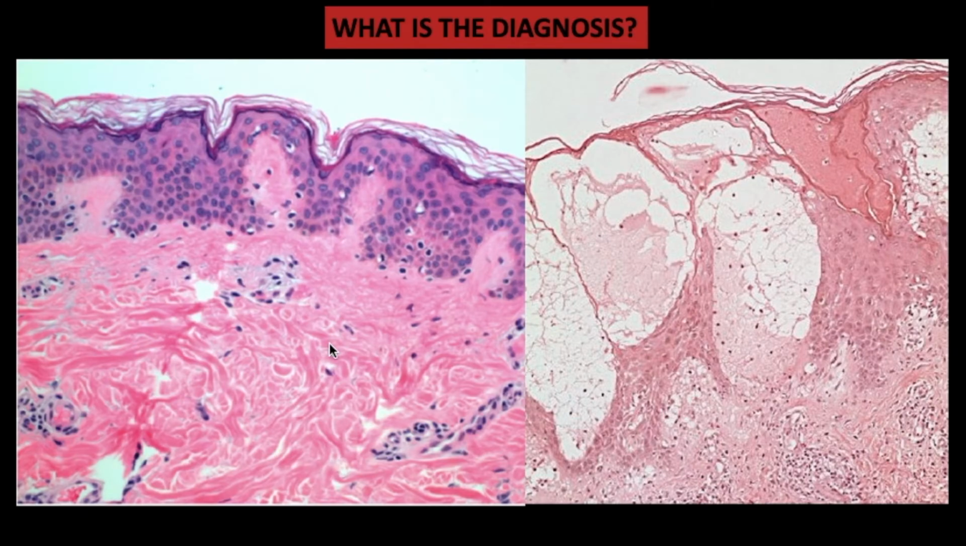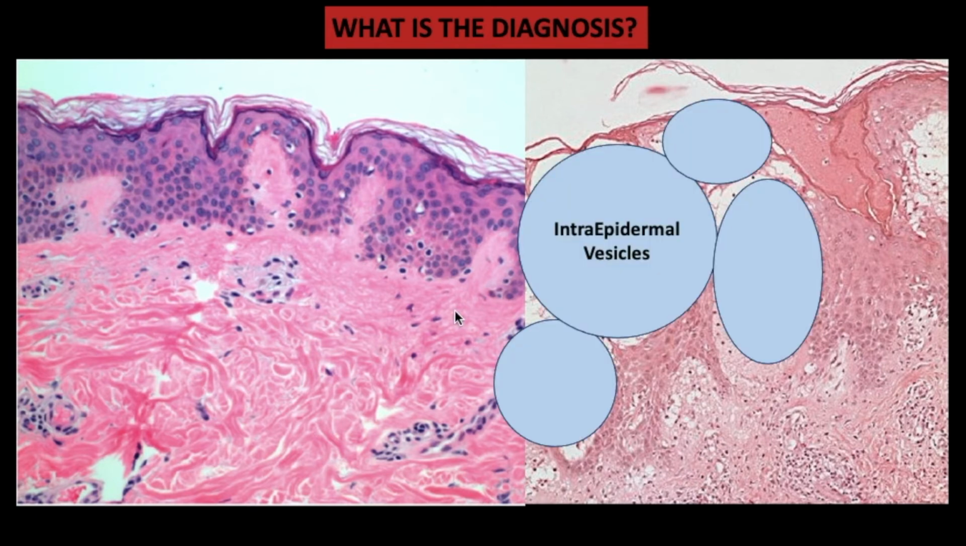Moving on to a second category, and here we have the normal skin, and here we have the disease skin. So you can pause the video and try to describe what is the difference between these two entities. So we see here there are vesicles in the epidermis. We call them intraepidermal vesicles.